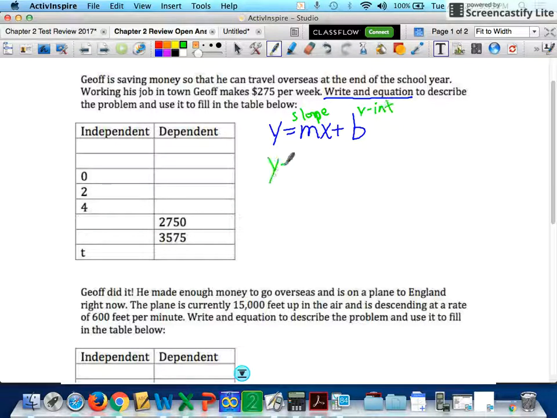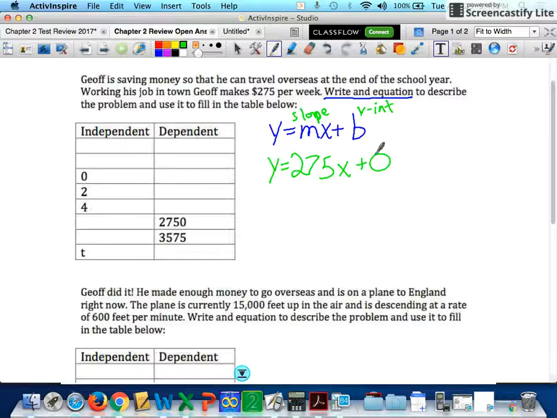So it's y equals positive 275x. If it was negative, he'd be losing money. And then we need to know how much money he has to start with. Well, it doesn't tell us, which means he actually starts out with $0. Okay? He's got $0 to start with, and he's making $275 per week.